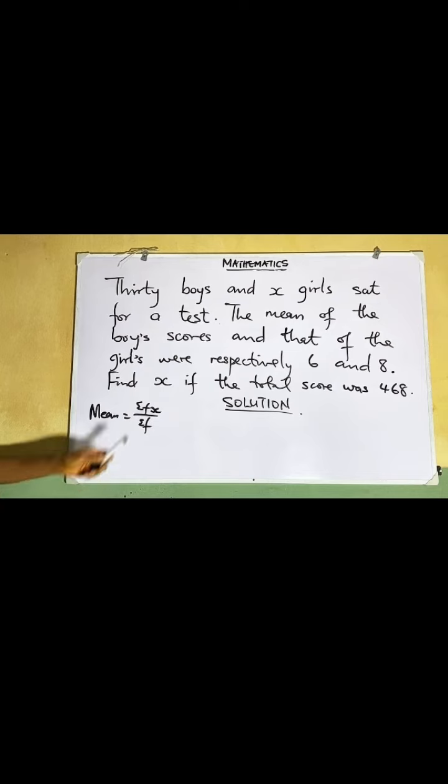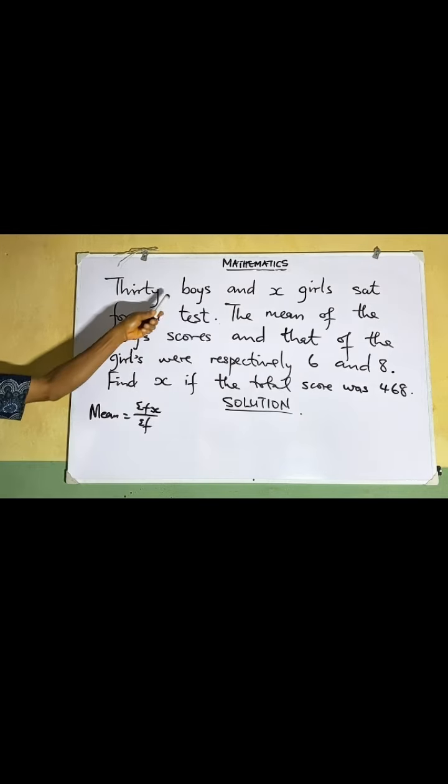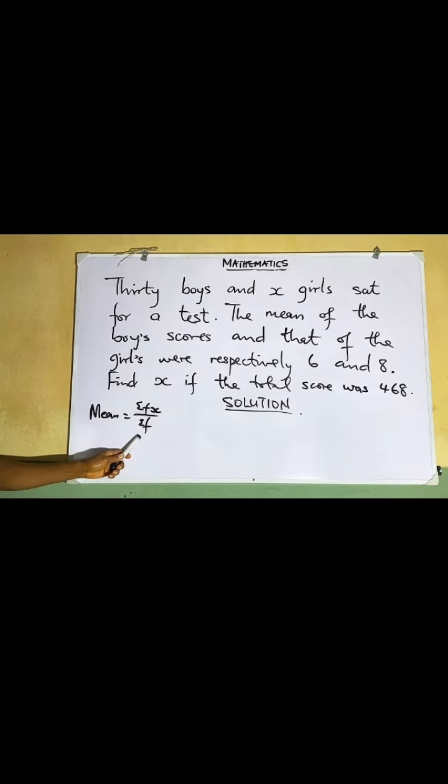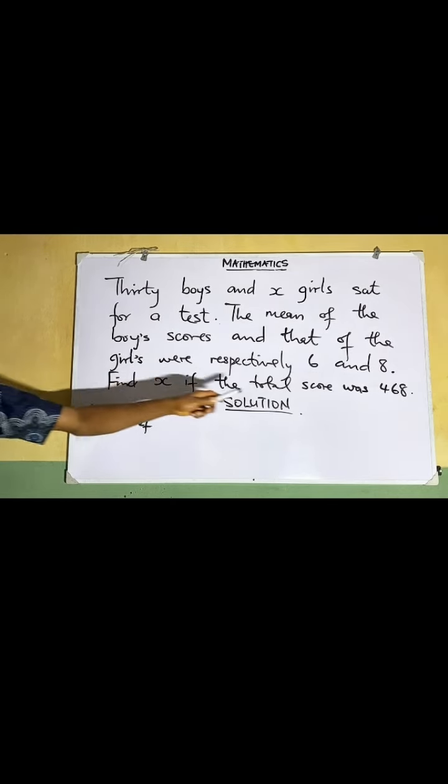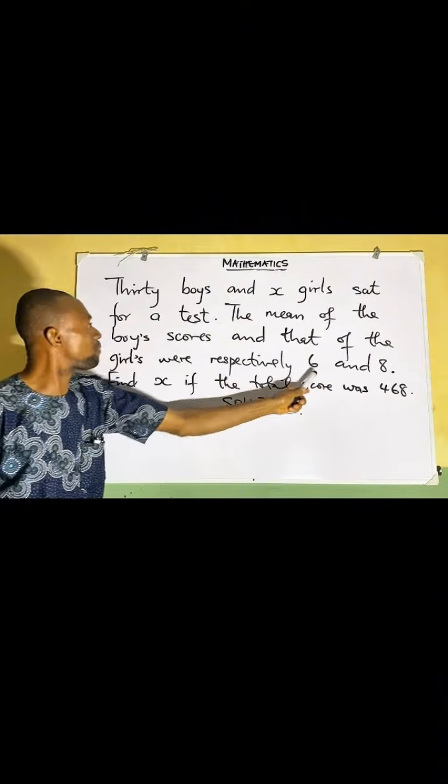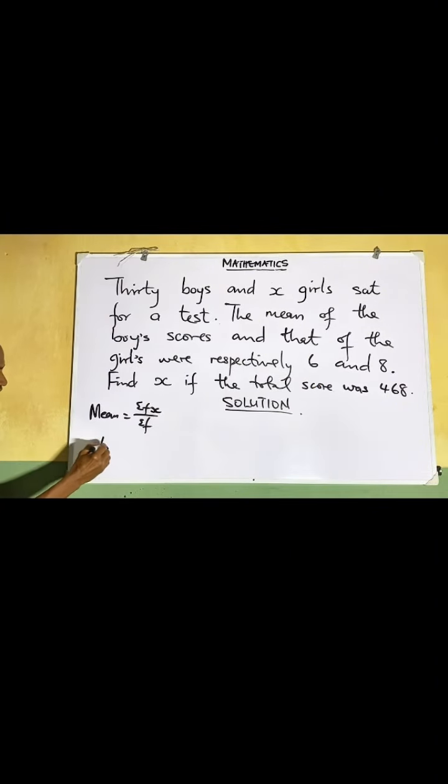Now, here you are given 30 boys. So sum f is the total number of boys that sat for the test. So sum f, the number of boys, here is 30. And then sum fx, we don't know it, but we know the mean for boys. Mean for boys is 6.